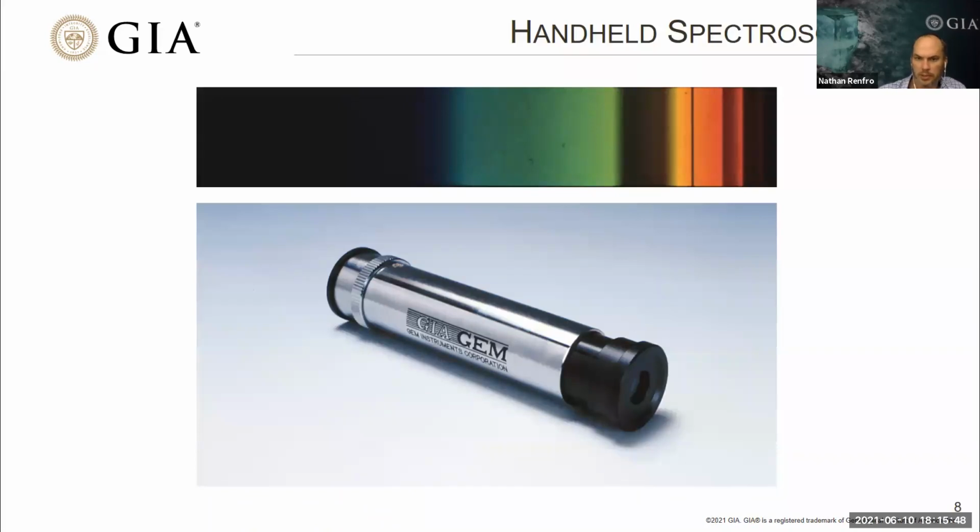We also look at the spectroscope. Using a handheld spectroscope like this, we're looking at the absorption spectrum. When emeralds absorb light, they do it in a characteristic way, and basically everything that's left over is green light.